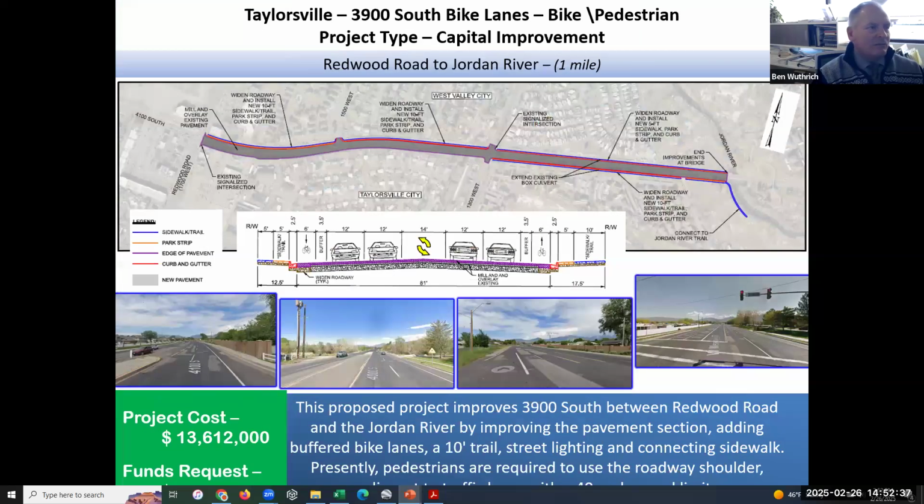The next project is a request from Taylorsville. This is on 3900 South between Redwood Road and Jordan River. This is to reconstruct 3900 South as well as include bike and pedestrian facilities on both sides of the road. Estimated project cost is 13.6+ million. Funds being requested 7.4+ million.